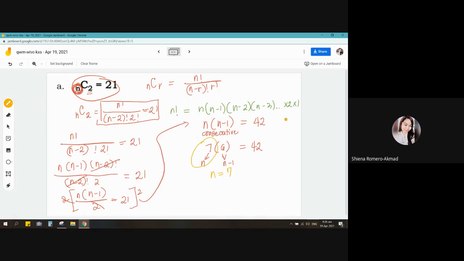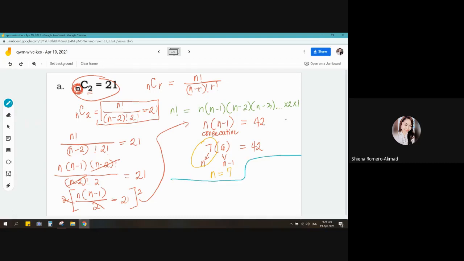Kung hindi naisip, kunwari, sobrang laki ng number dito at hindi niyo maisip kung ano yung dalawang consecutive numbers that when you multiply, you'll get that number or that equivalent. Pwede din namang ituloy ninyo to. Okay, pag tinuloy ninyo yan, yung solution na yan.